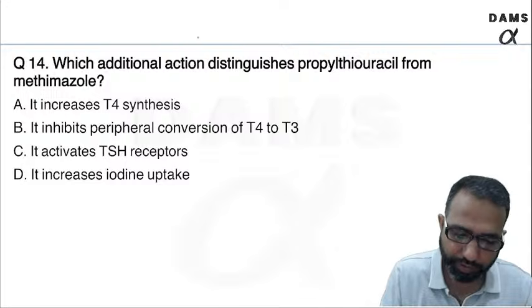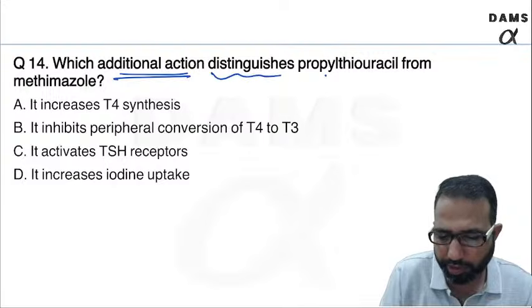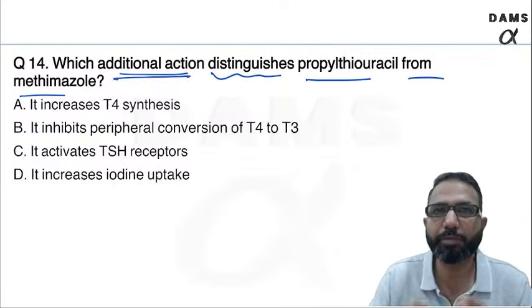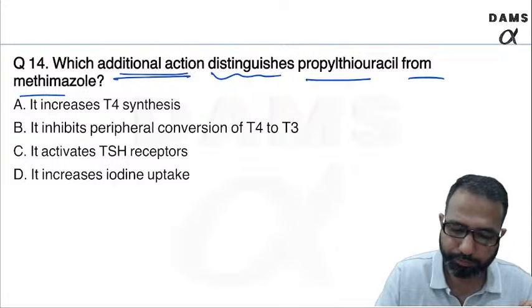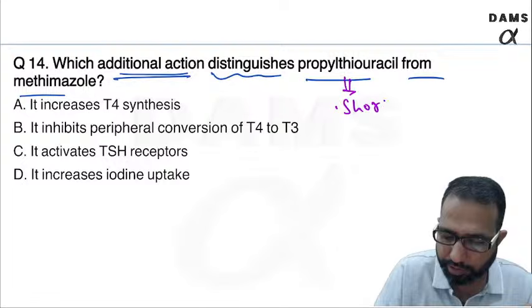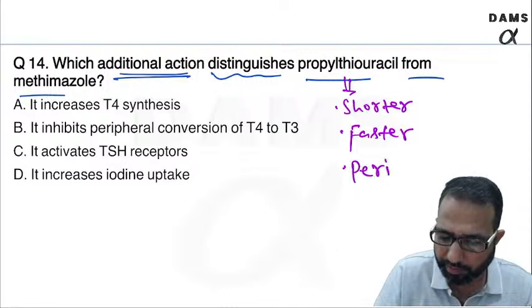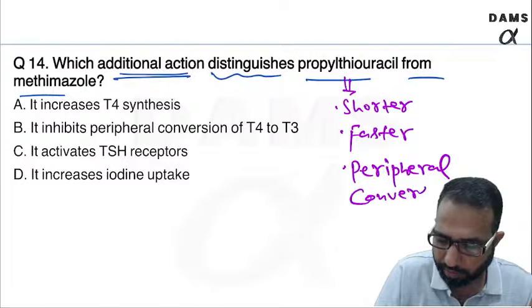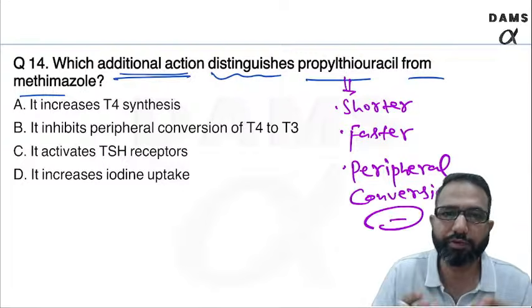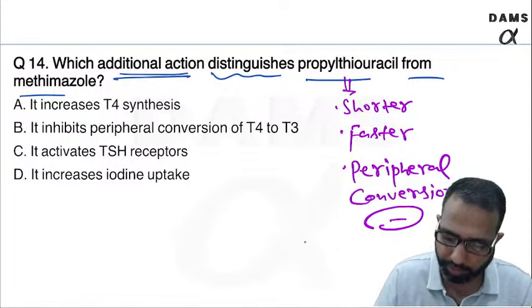Okay, let's see the next question: which additional action distinguishes PTU from methimazole? Remember this comparison. PTU is shorter acting. PTU is faster acting. And PTU also causes peripheral conversion inhibition. So that's why PTU is different from methimazole, and it is not teratogenic, but more hepatotoxic.